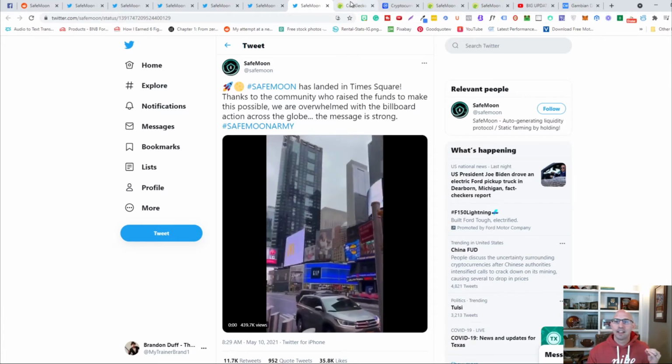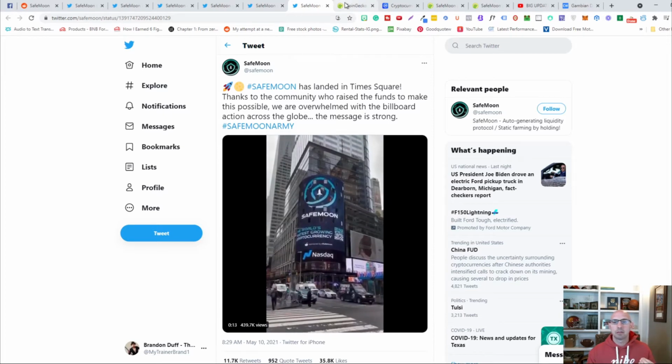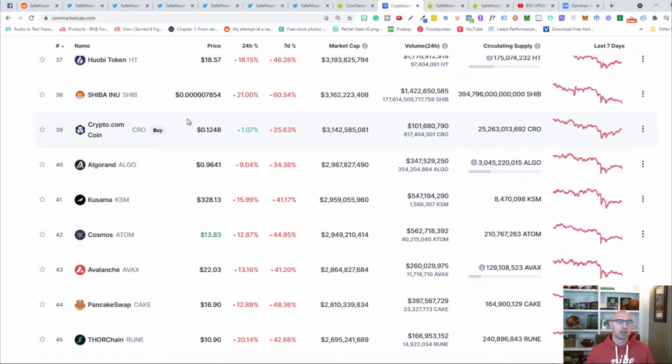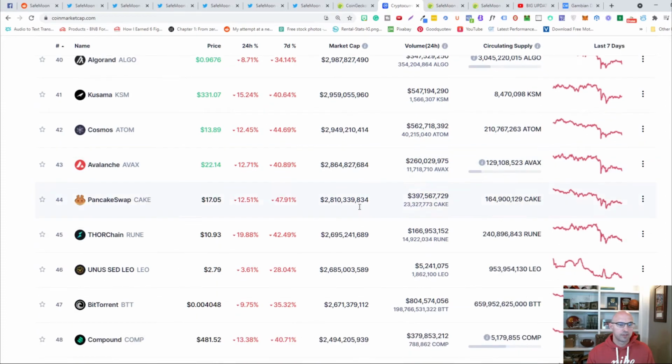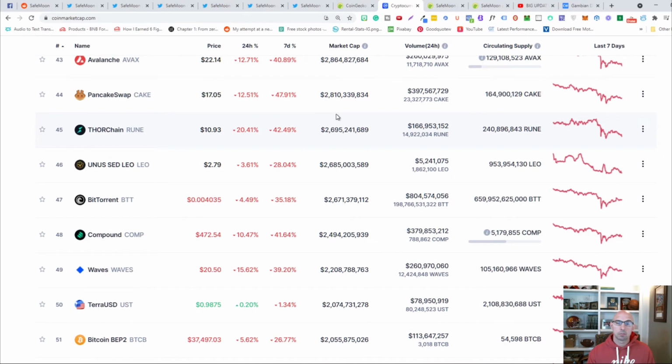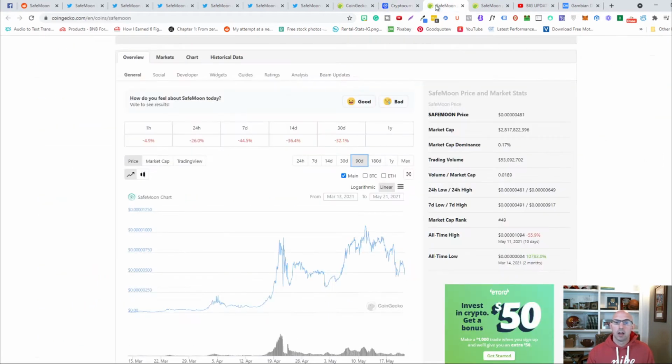But that's also why I decided to become paper hands. If you look right here, their market cap is almost $3 billion, which is pretty great. Everything's down, obviously, but they're 48 on CoinGecko, and they're not even listed on CoinMarketCap. If you look here, they're not even in the top anything. So I don't know where they are in here. I don't know why they're not listed, but that's just surprising.